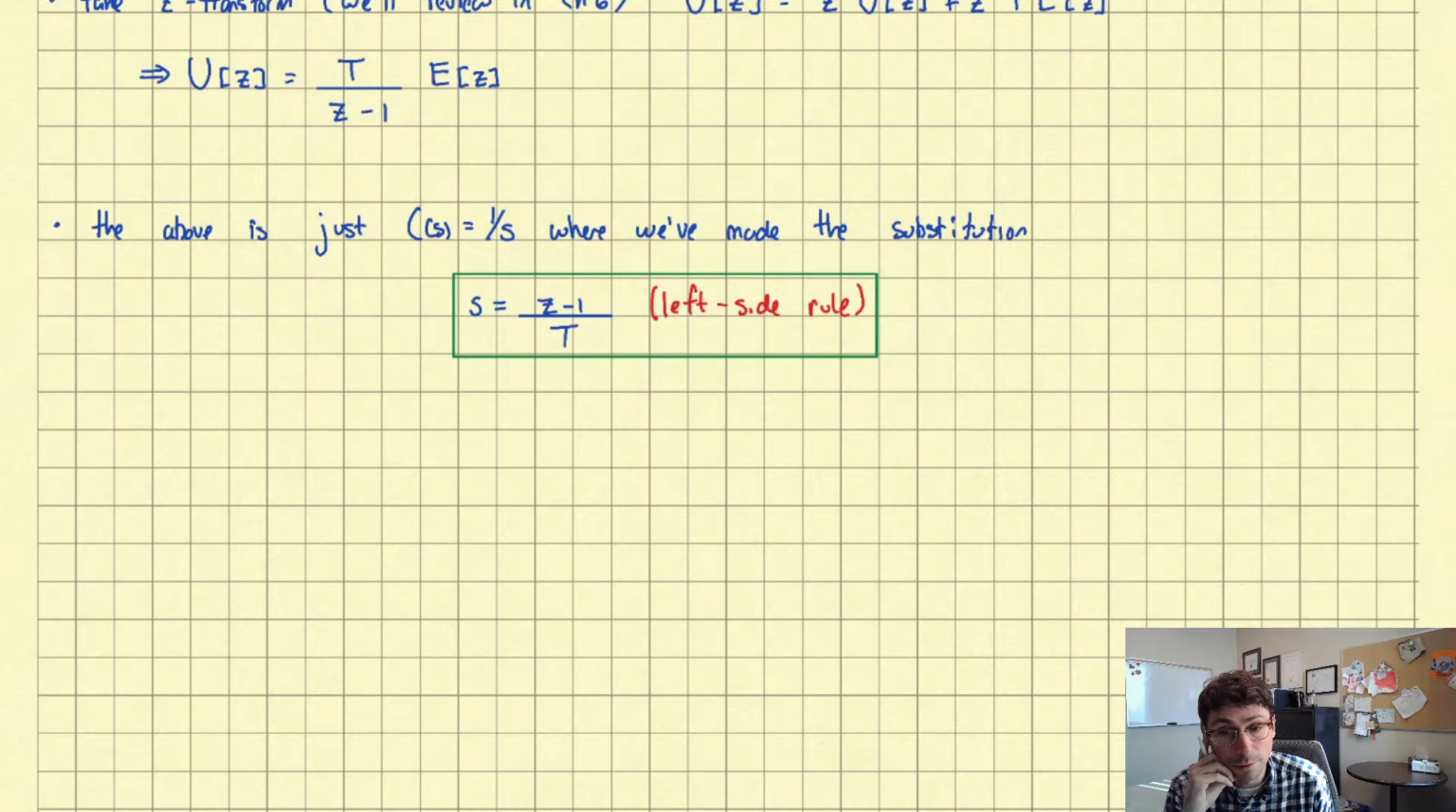So the left side rule, this numerical approximation we've done, just says: take your continuous time controller, replace S with this function of Z. Now you have a discrete time transfer function, and then you would turn that back into the time domain to get your difference equation that you implement. Okay. So let's do an example, just to see how this would work.